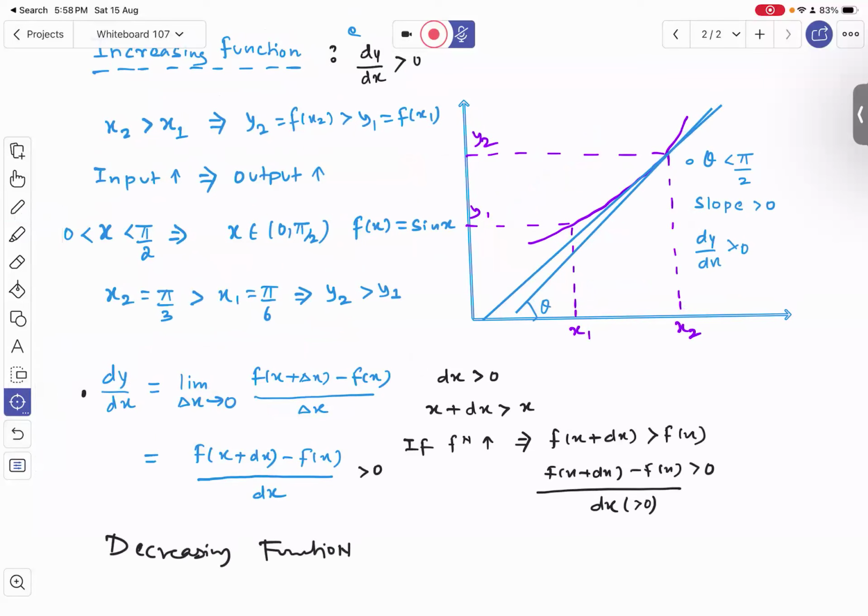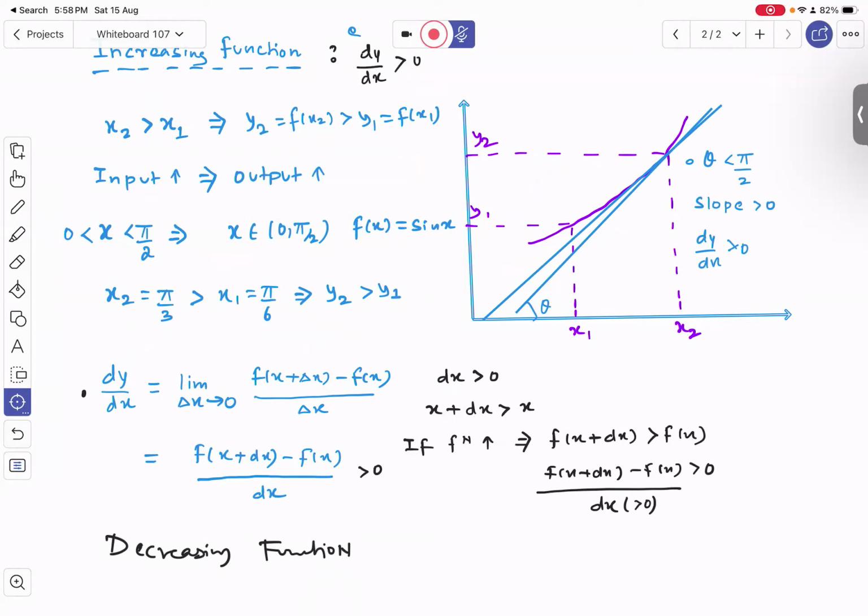See, dx is more than 0. dx is the change in x, and suppose I do a change in x which is positive. Okay, so dx more than 0. So tell me, is x plus dx going to be something more than x or not? Yes, sir.